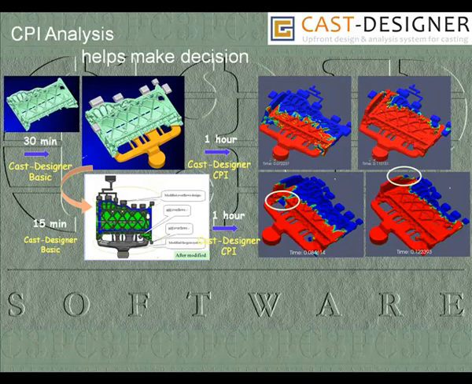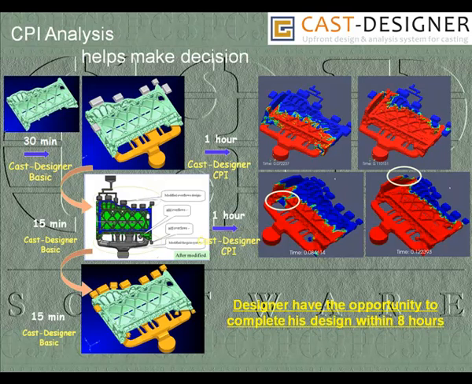So, we made a modification according to the simulation result. It only took 15 minutes. Then the second CPI analysis was performed. We reran it in another 1 hour. The result still needs some improvement, but CastDesigner provides a very easy way. Finally, we make the casting system as displayed.